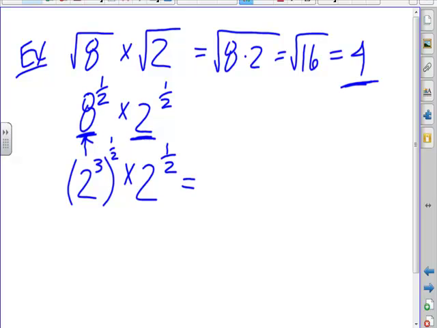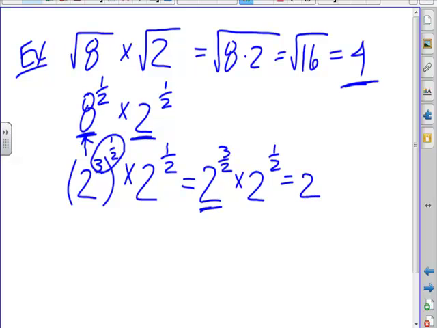So now what am I going to do? I'm going to rewrite this. So now I have 2 to the 3 times a half, the 3 halves power, times 2 to the half power. And if you don't like fractions, and you can always try this on your calc, this would have to be equal to, now I have the same base, and if I take 3 halves and I add a half to it, I get 4 halves, also known as 4 divided by 2, which is 2, which gets us right over there.